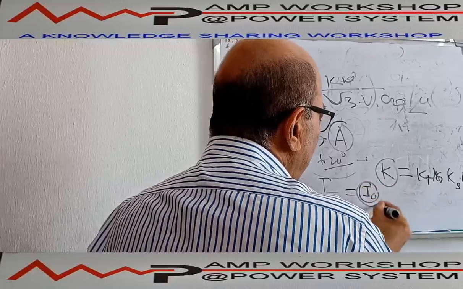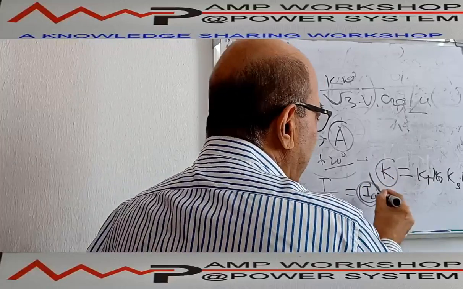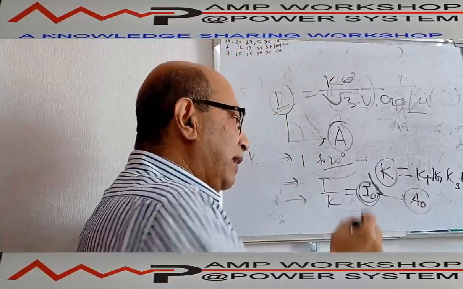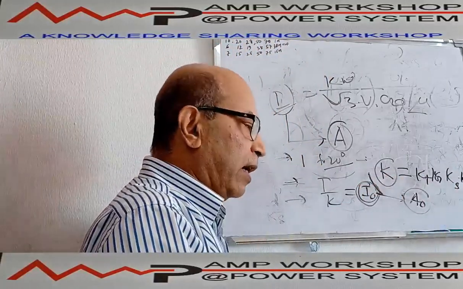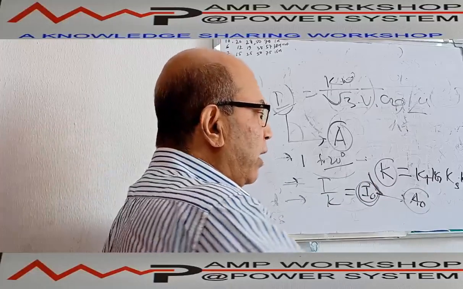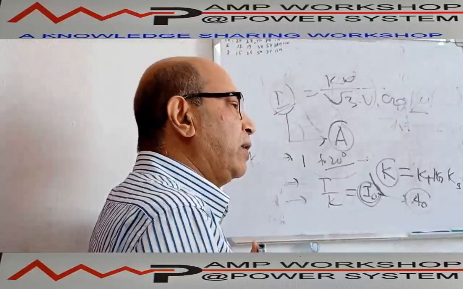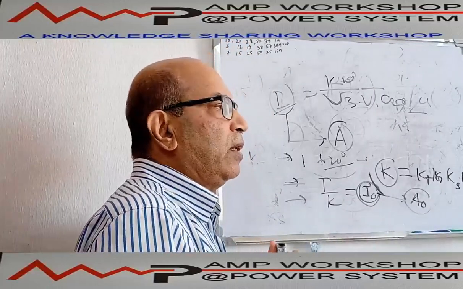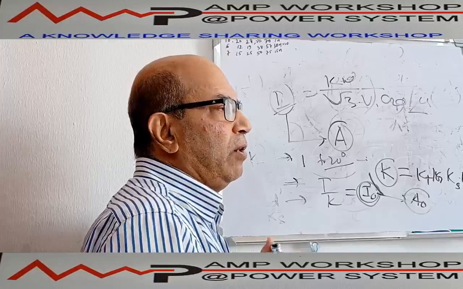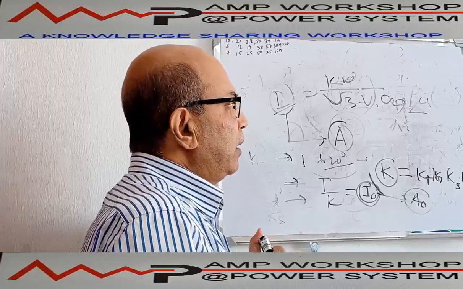Suppose it is I0. For that I0, what is the cross section area required? That we will find out from the table. That will be our A0. That A0 we will consider for the further voltage drop calculation and all other calculations. This way we can calculate the sizing of the cable, right? So this is all about cable sizing and how we decide the cable.